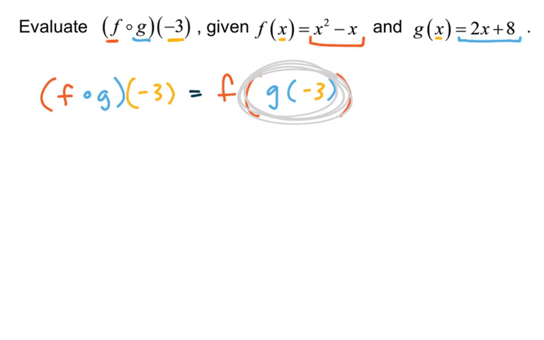So again, now that we're looking at this, by definition, you can see there's an interior function here. Can I find g of -3? The answer is yes. We know what g of -3 is. This means we plug -3 into our g of x function.